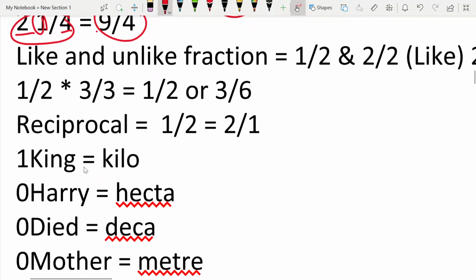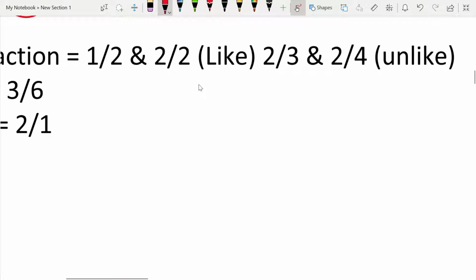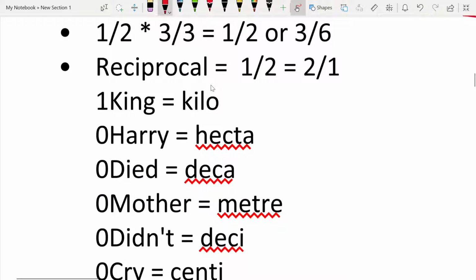Like and unlike fractions are these type of fractions. If you have a fraction with the same denominator as the other one, they are like fractions. However, if they have a different denominator, it means that they're unlike. Very easy and simple and straightforward. 1 by 2 times 3 by 3 is going to be 2 times 3 is 6, 1 times 3 is 3, so 3 by 6, or you can simplify that into 1 by 2, which is a half.